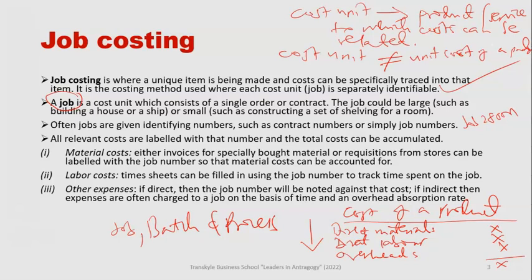Alright, material costs. Either invoices for specially bought material or requisition from stores can be labeled with the job number so that material cost can be accounted.